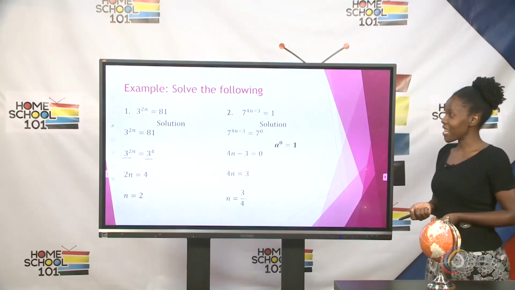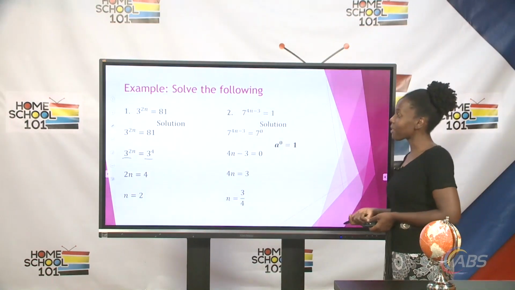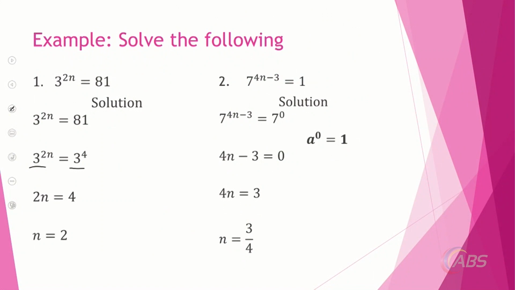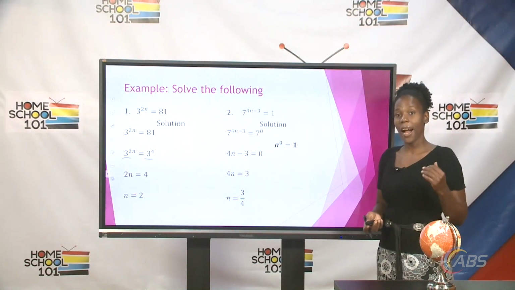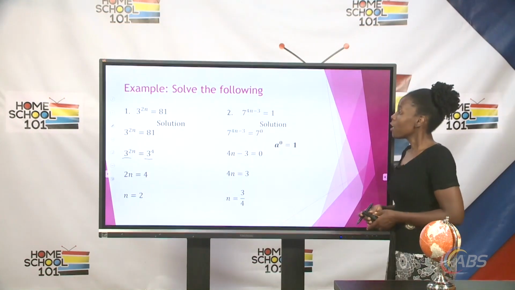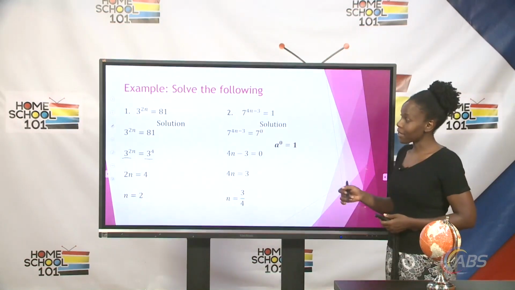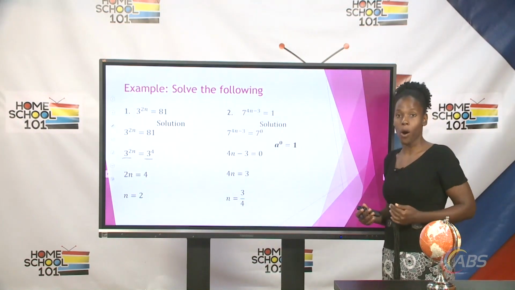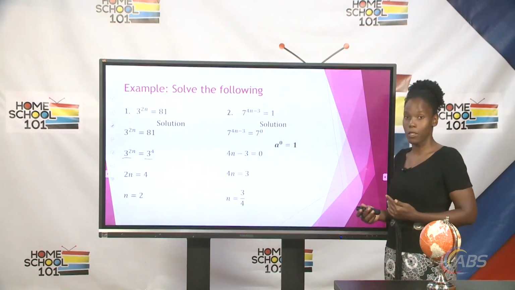Then we look at the second example. I have 7 to the power 4n minus 3 is equal to 1. Now, we can't write 7 as a smaller base. If we're looking at 1, you might be saying, but how can I write 1 as anything else? But we're applying this property. Remember, a to the power 0 is equal to 1. So once I have 1, I can convert it to any base by raising that base to the power 0. Because I have a base 7 on that side, I will convert my 1 to base 7 and write it as 7 to the power 0.